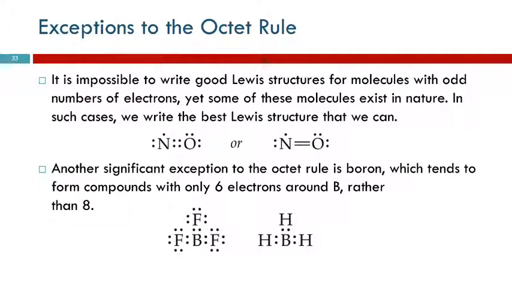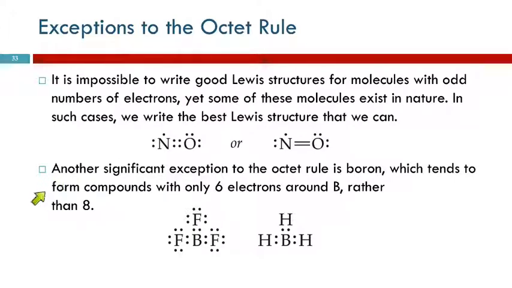Sometimes it's impossible to write a good Lewis structure that follows the rules because there's an odd number of electrons. So if we look at my favorite molecule, NO, nitrogen has 5 valence electrons, oxygen has 6. No matter how you add that up, it's an odd number. And you can mess around moving those dots around all day long. You cannot give both of them 8. So this is a molecule that violates the octet rule. You just draw the best you can and leave it at that.